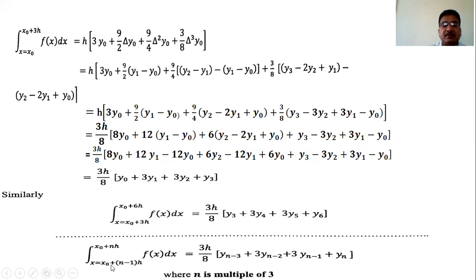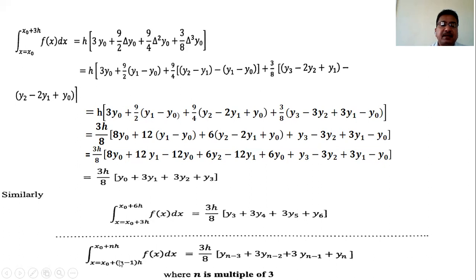So what are the last 3 intervals? x0 plus n minus 3, right here n minus 3. Don't write n minus 1 here, write n minus 3. Correct this one as 3. So x0 plus n minus 3h to x0 plus nh, that is the last 3 intervals. So we are remaining with the last 3 intervals; the number of sub intervals must be a multiple of 3. Otherwise, we have 1 interval or 2 intervals at the last. And so here n is a multiple of 3.